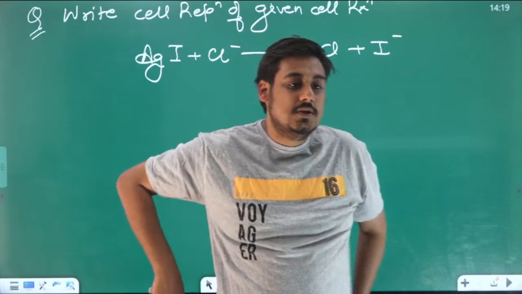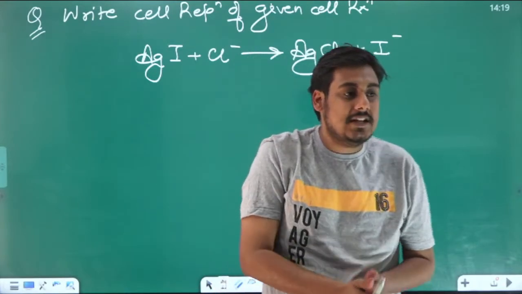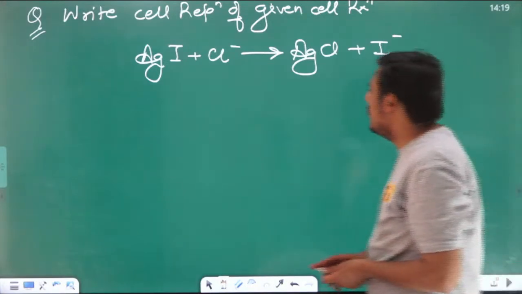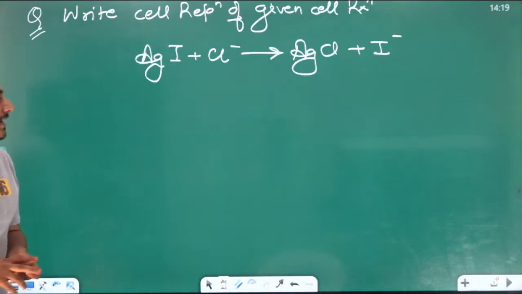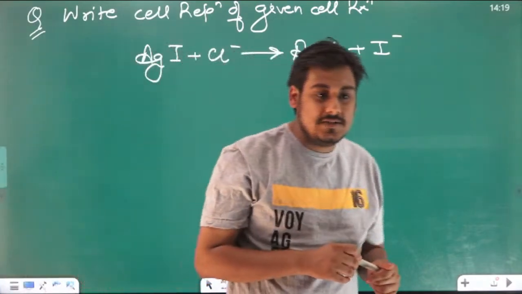Okay, write down the cell representation. Try yourself to write the cell representation for the given cell reaction. The cell reaction is when AgI is treated with Cl negative ion. This leads to the formation of AgCl and I negative. Basically, Cl negative is displacing I negative. Now, Ag positive, Cl negative, I negative.